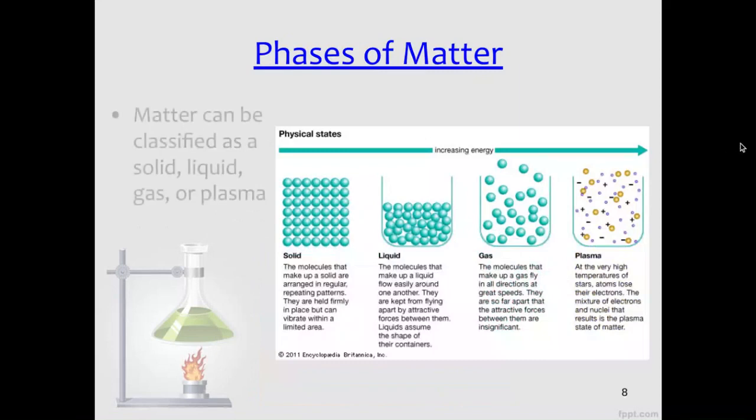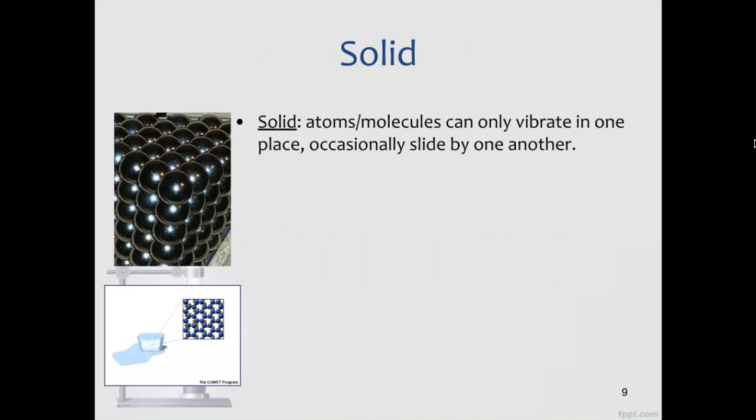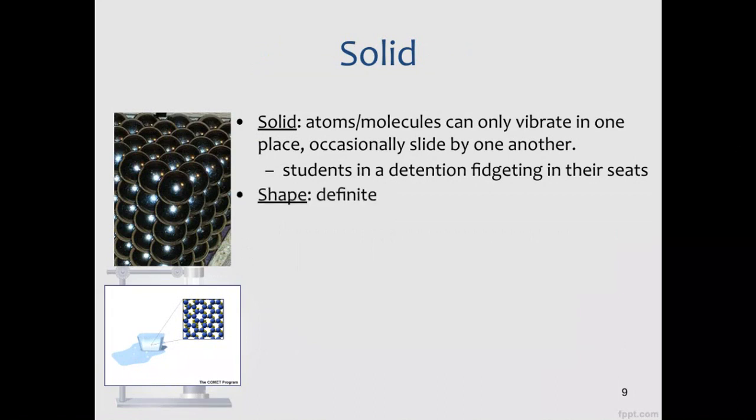Our phases of matter shouldn't be anything new to you. We classify matter as either a solid, a liquid, or a gas, or even a plasma. This is determined by whether or not the shape and the volume are definite or variable. Our solids are atoms and molecules that can only vibrate in one place. They occasionally slide past one another, but it has a very rigid shape. We compare this to students in detention. They can fidget in their seats, but they can't get up and walk around. The shape is definite. Those students in detention, they're sitting in an assigned seat. They can't just move their seats around. And their volume is definite. We know how many people are in there.